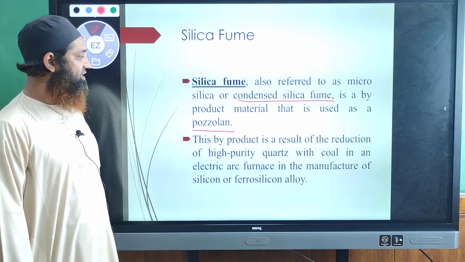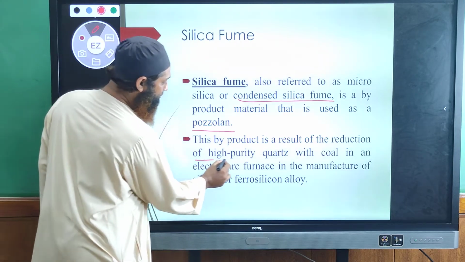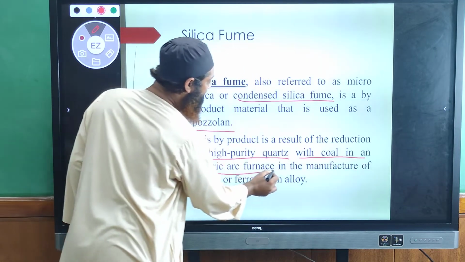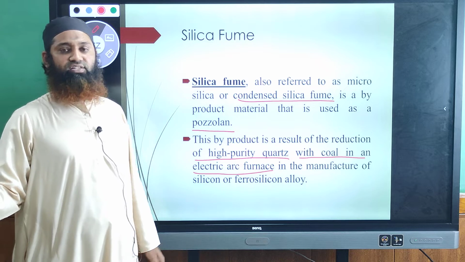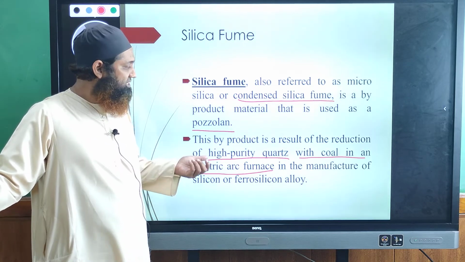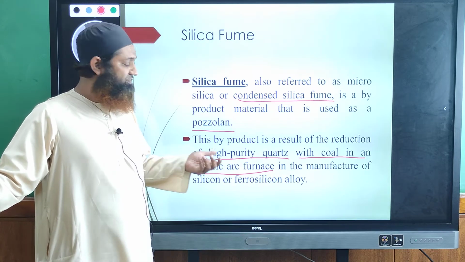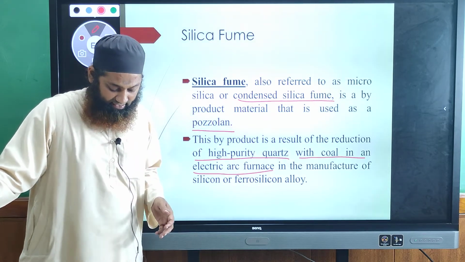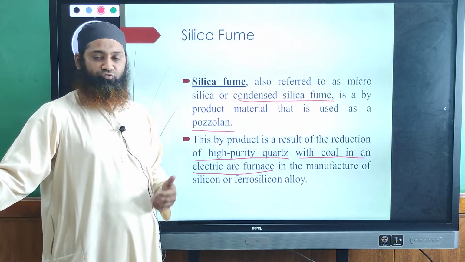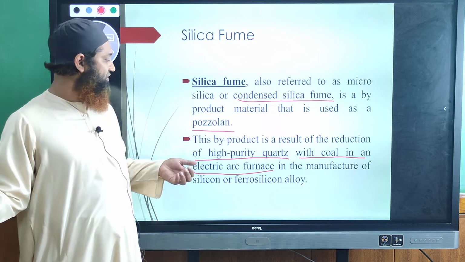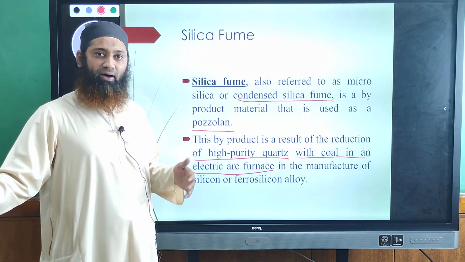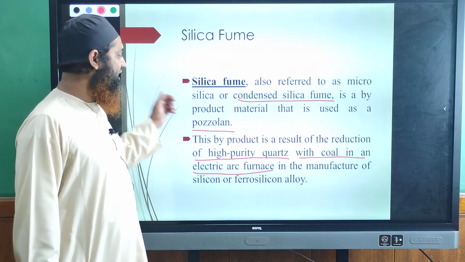This byproduct is a result of reduction of high purity quartz with coal in an electric arc furnace. So this is a byproduct which we get when the coal is burned with quartz in an electric arc furnace. Basically, when different materials are being manufactured in an electric arc furnace and the coal is burnt with high purity quartz, the byproduct we get is this silica fume.